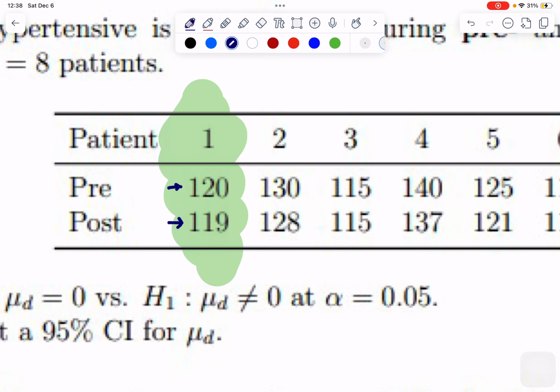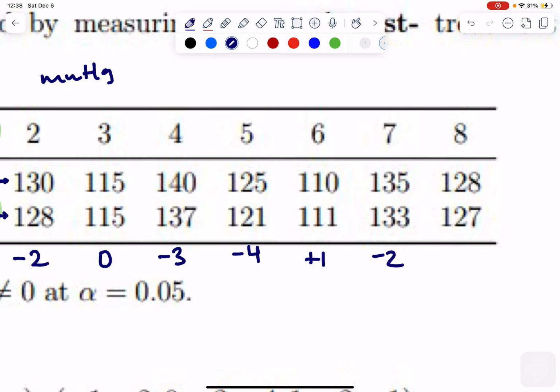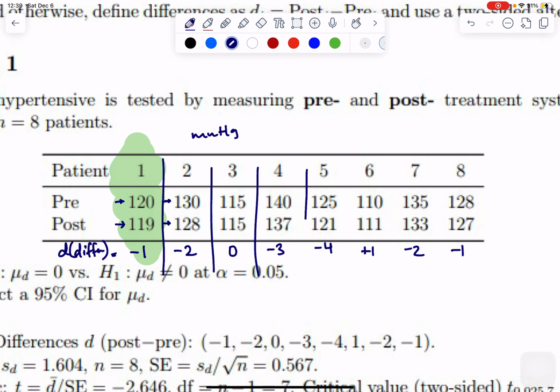The difference between before and after: before it was 120, after it dropped by 1 unit of blood pressure, mmHg or whatever. For patient number 2, they gave him the medication, before it was 130, after it became 128. So what happened to his pressure? It dropped 2 units. This one didn't change, this one dropped 3 degrees, this one dropped 4 degrees, this one increased by plus 1, this one minus 2, this one minus 1. So I write the difference, okay, these are the values for each patient.